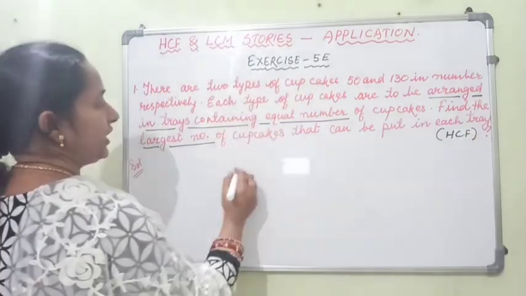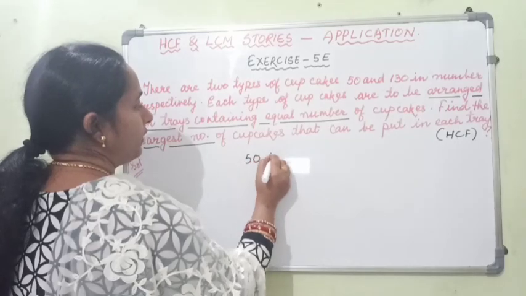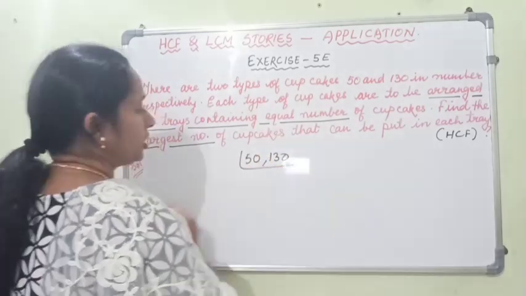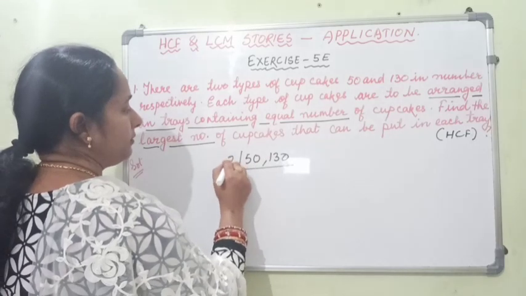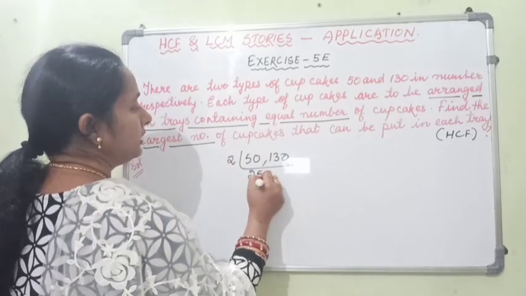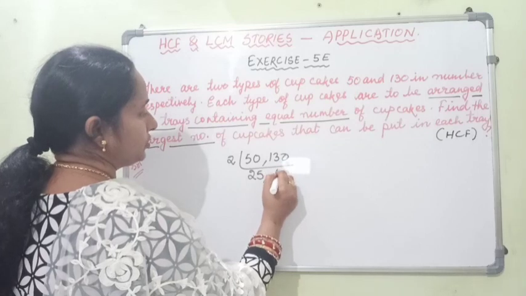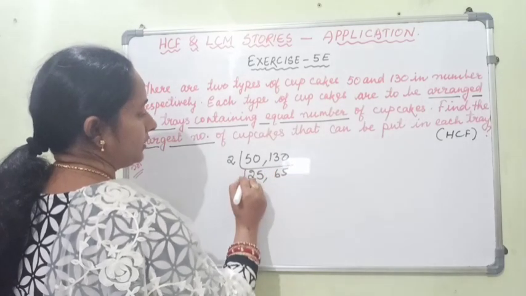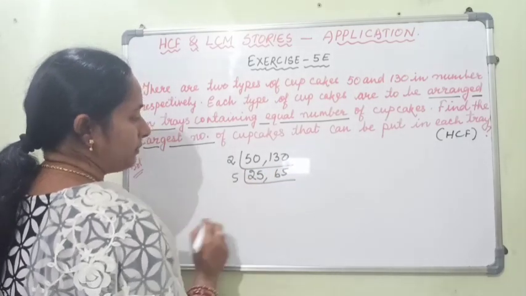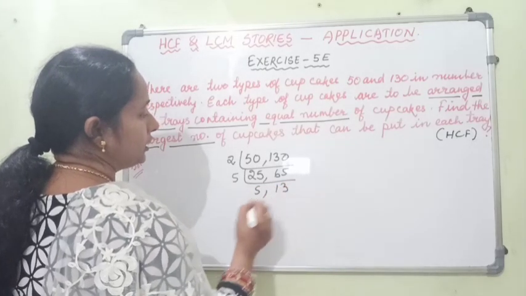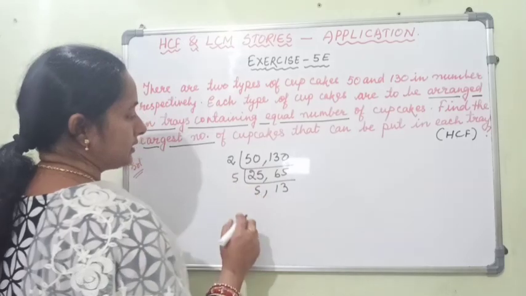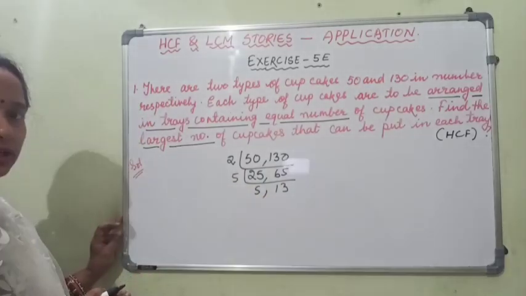So let us find the HCF of 50 and 130. Do it by the short division method. Both the numbers are divisible by 2: 2 25s are 50 and 2 65s are 130. Now further they are divisible by 5: 5 5s are 25 and 5 13s are 65, and further they cannot be divided, isn't it?